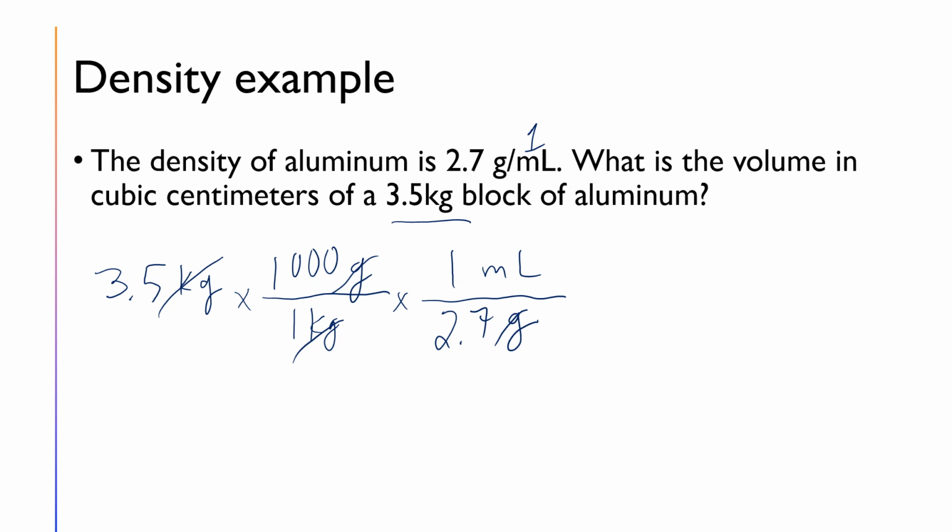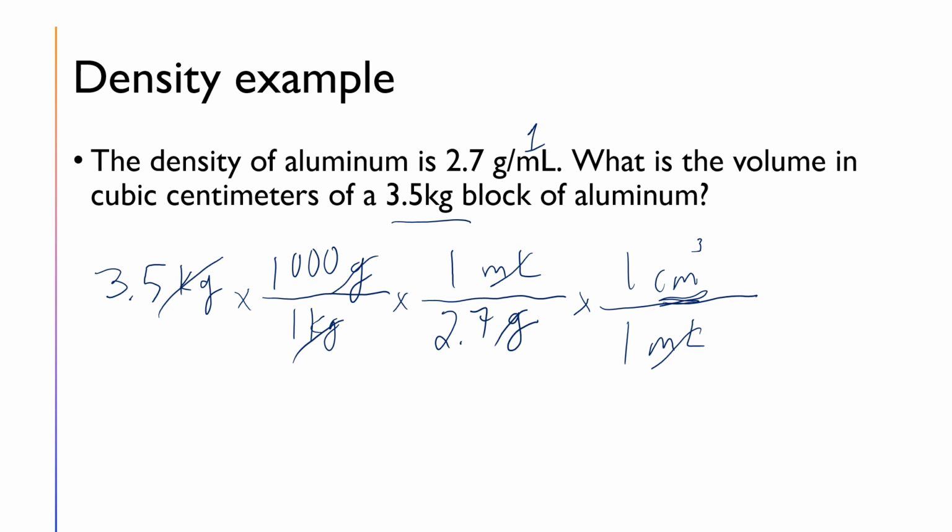Now, finally, that's milliliters, but the question wants us to find it in cubic centimeters. 1 milliliter is the same thing as saying 1 cubic centimeter. I'm showing it here so you can see the conversion factor, but it is the same unit. It's just that one is in SI units and the other one's not. So the milliliters can cancel out, and I'm left with cubic centimeters. So you know you're done because you have your final unit that you're looking for not canceled out.